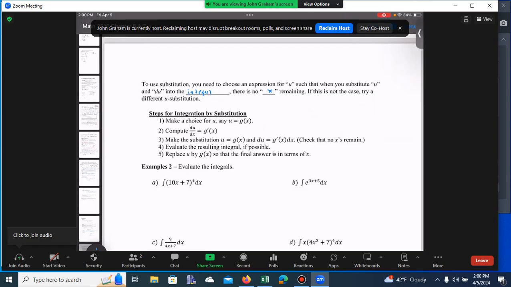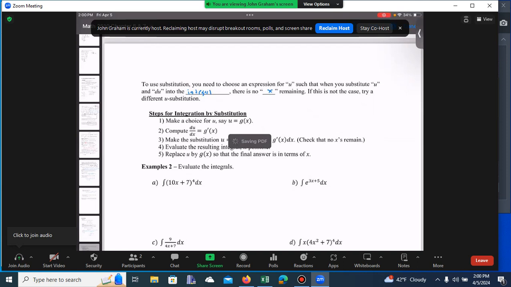And then you make the substitution and make sure no x's are remaining. Evaluate the resulting integral, and then replace the x's in your u's. So that way you have it in terms of x again.